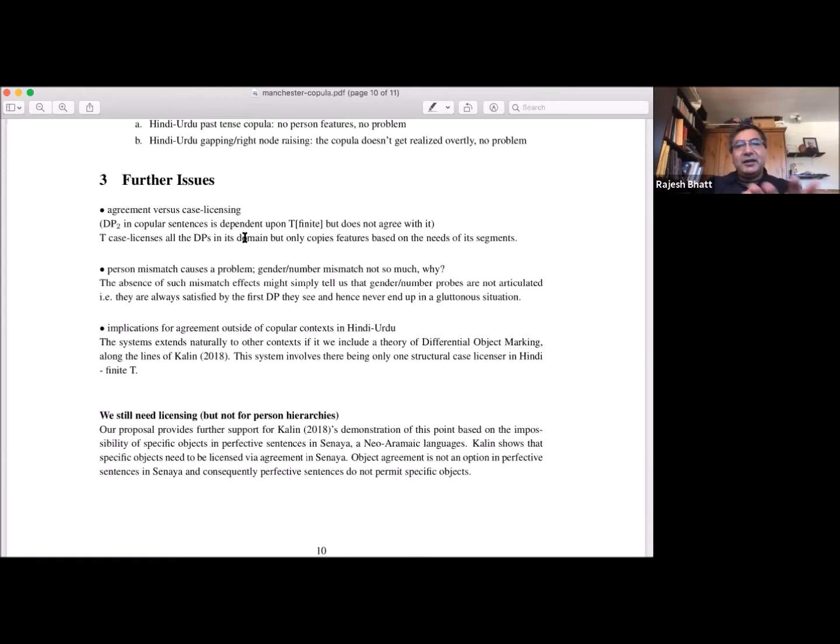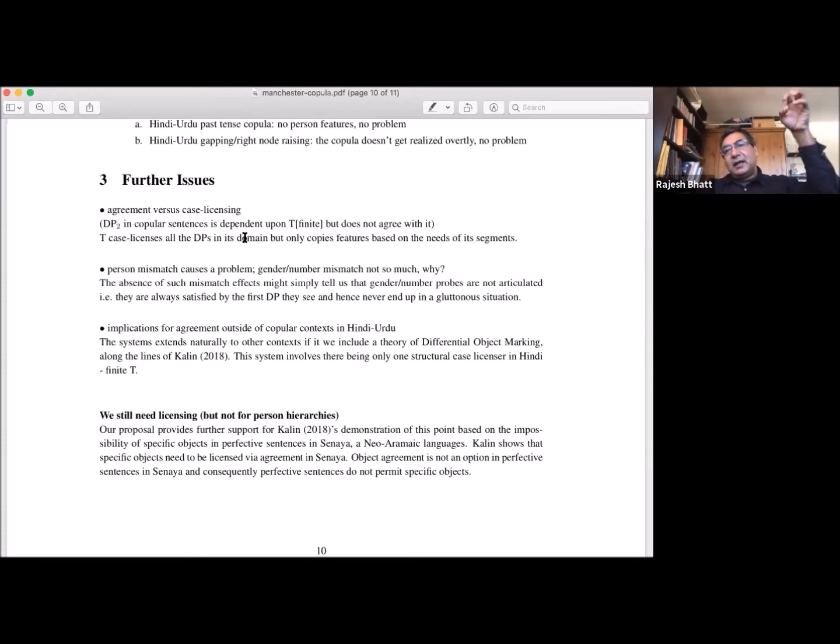So in Hindi, we have gender, number, and person. We did not find any gender mismatches. Number mismatches were kind of, the data was unstable. I think more work needs to be done. So we don't analyze these, but we have a way of thinking about this, which is that if these things are genuinely absent, it might just tell us that the gender number probes are not articulated.